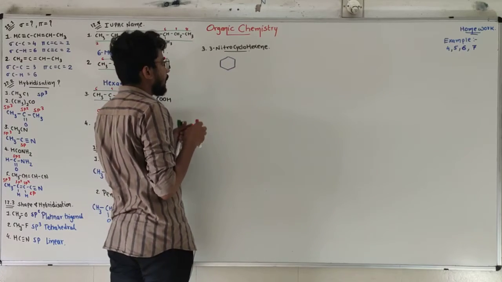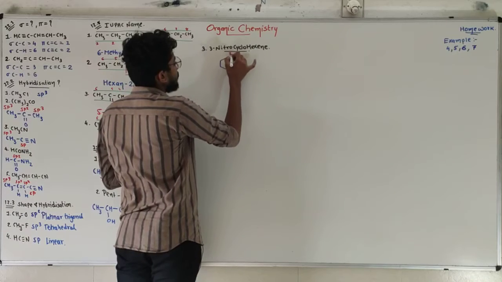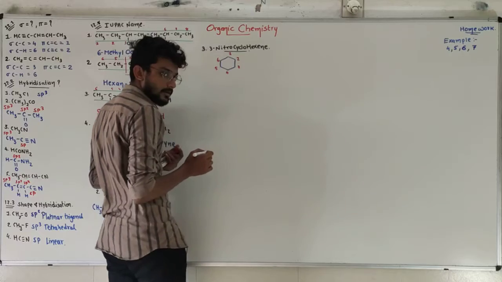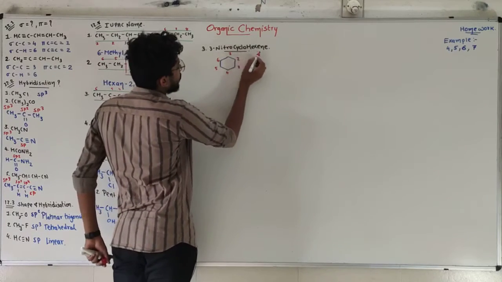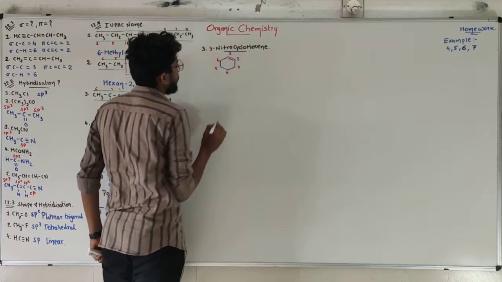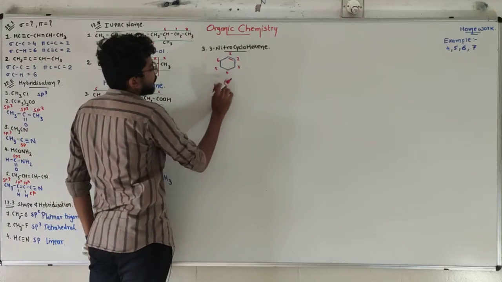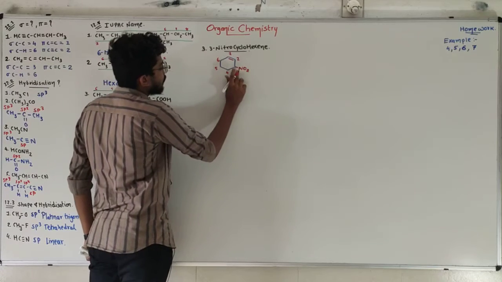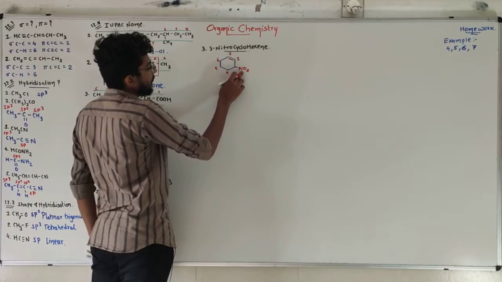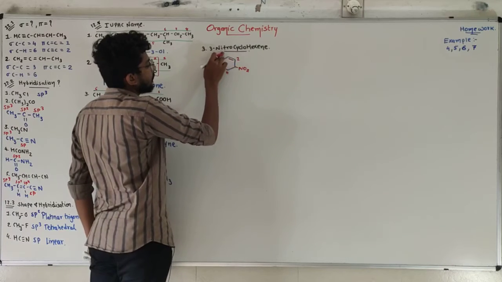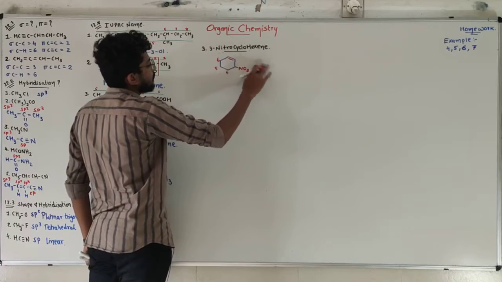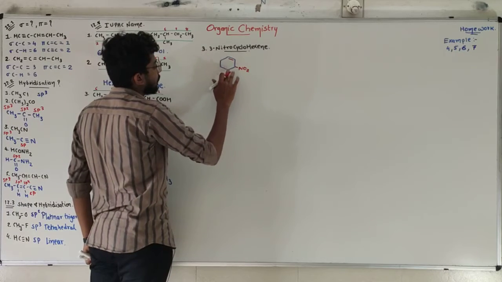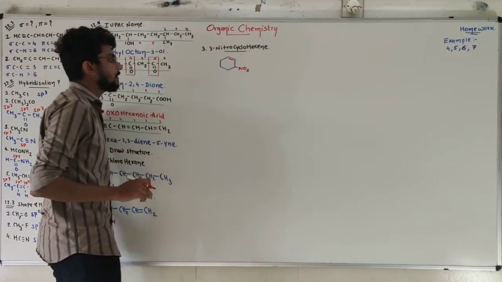Now hexene is there, so one double bond will be there. Let's give it a number first. So the first carbon, second carbon, third, fourth, fifth and sixth. Now there is a double bond present, and 3-nitro. So on the third position there will be NO2. So this is our compound 3-nitrocyclohexene. Let's rub the numbers. So this is our compound.